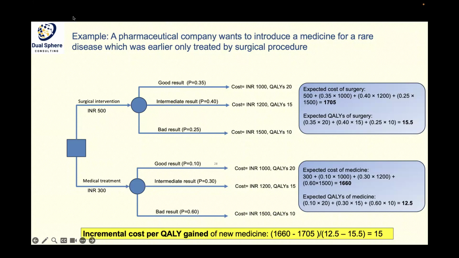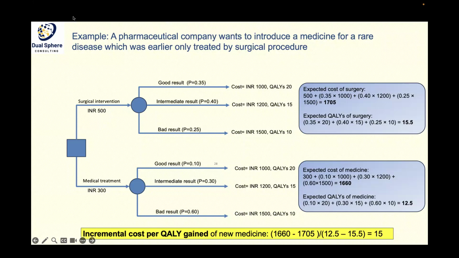So there is a question: how to determine the willingness to pay threshold? Proper studies have to be conducted to know the willingness to pay threshold for a particular country. For the US, the UK, and many developed countries, they have a determined willingness to pay threshold after conducting a lot of population studies. But in other geographies where the threshold is not determined, they consider the gross domestic product, GDP, as a benchmark.